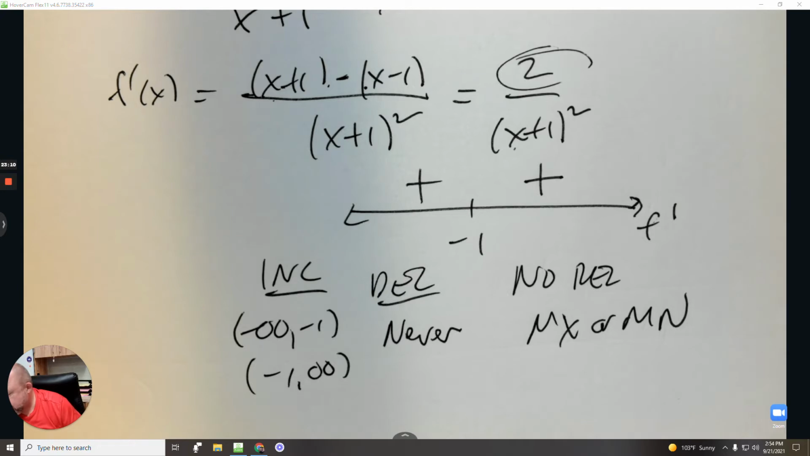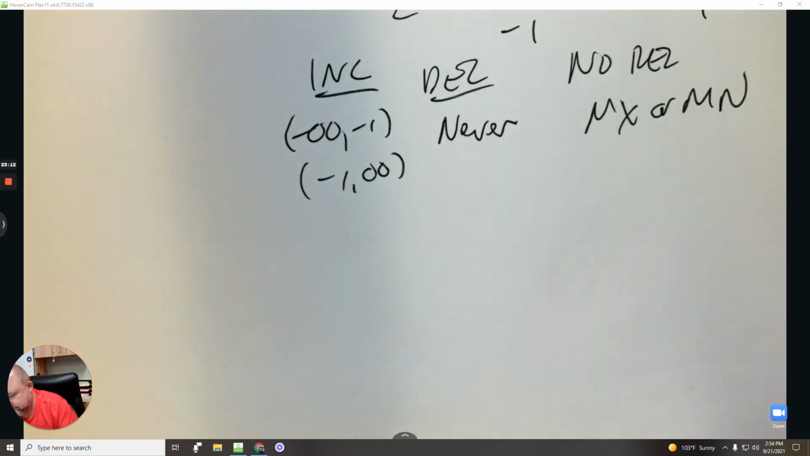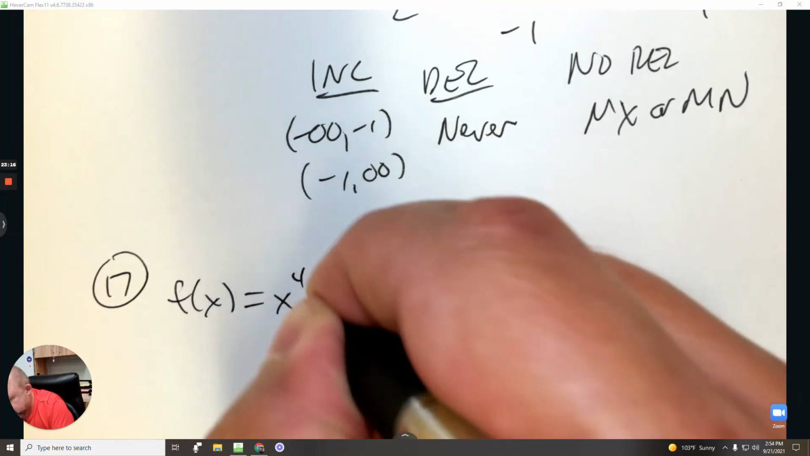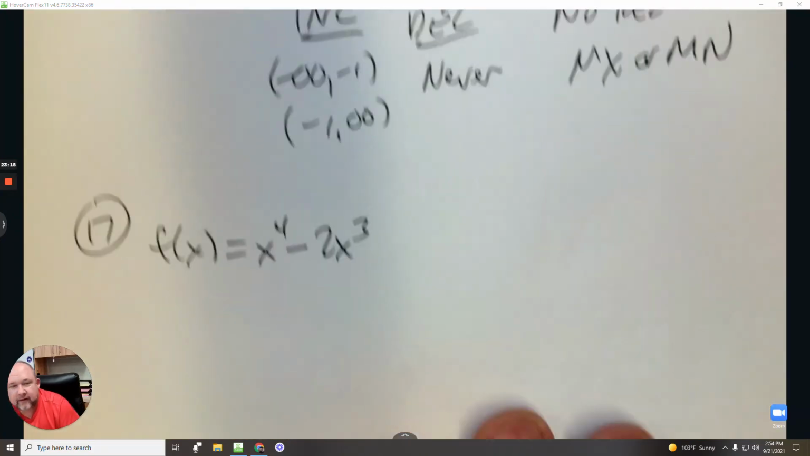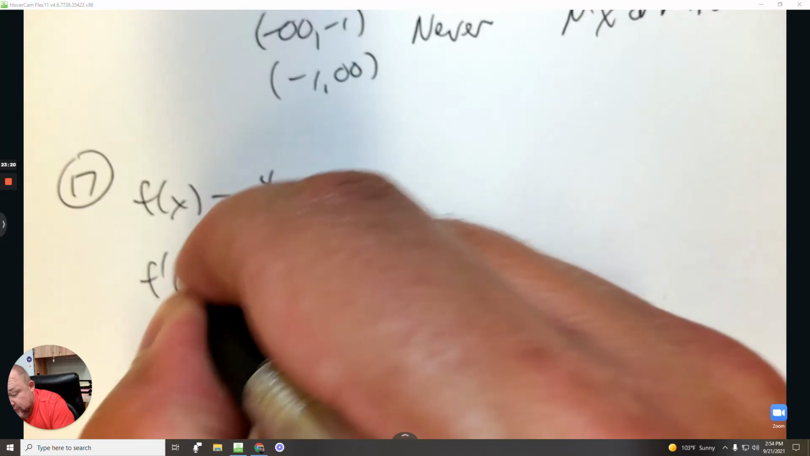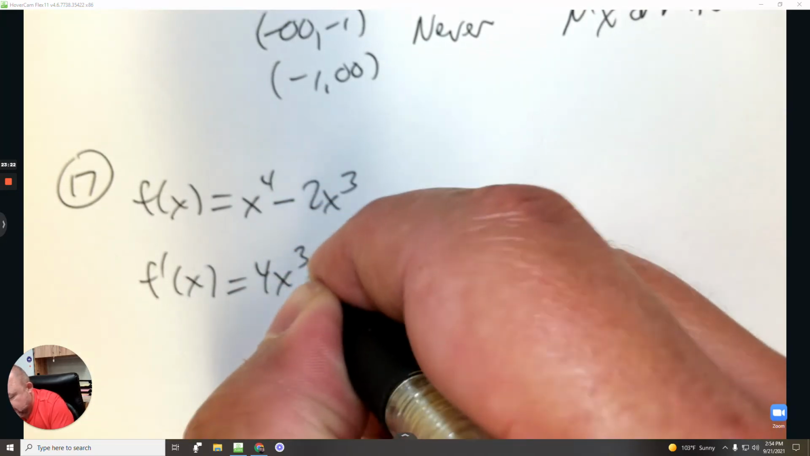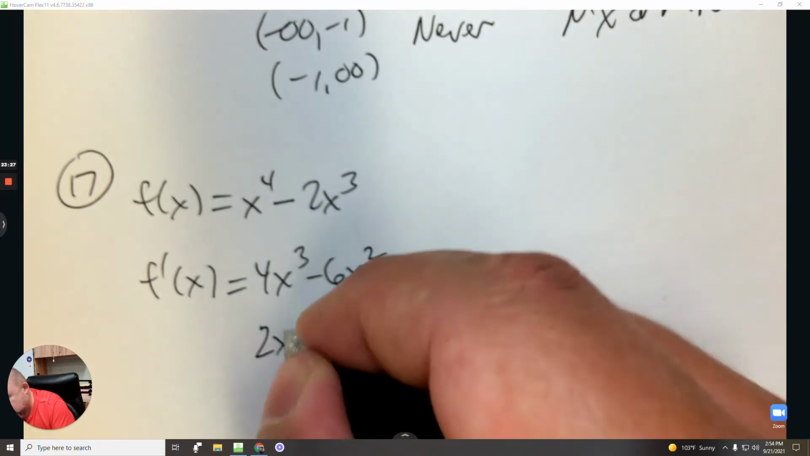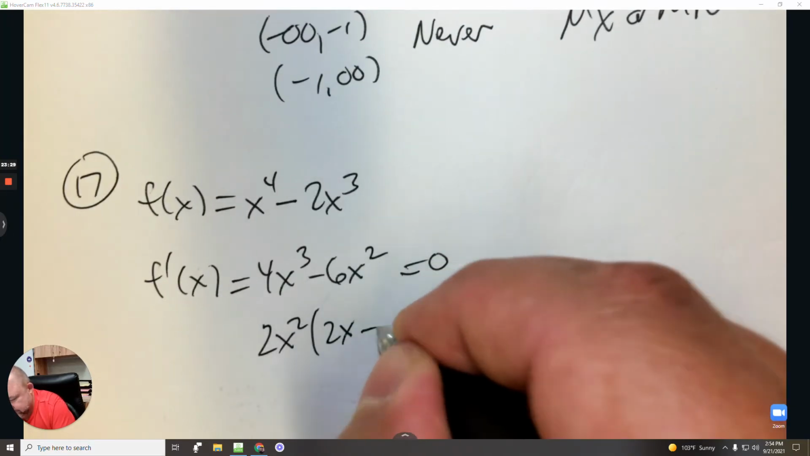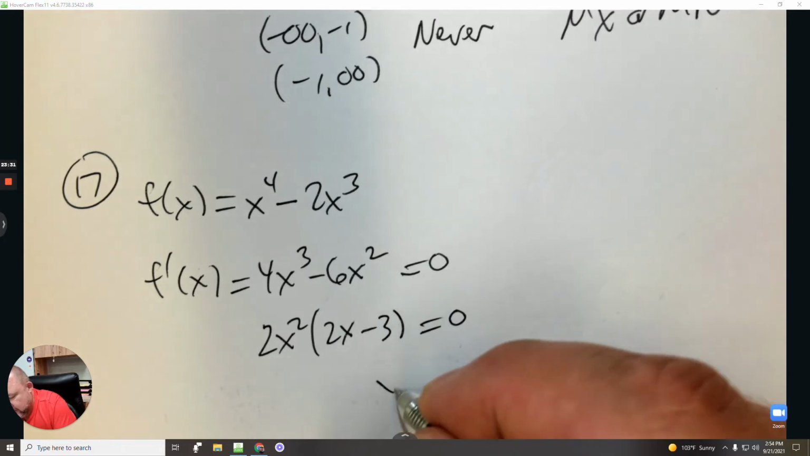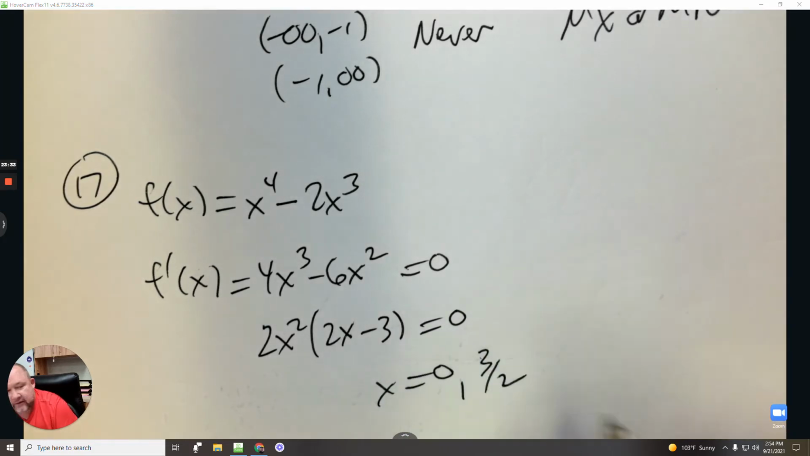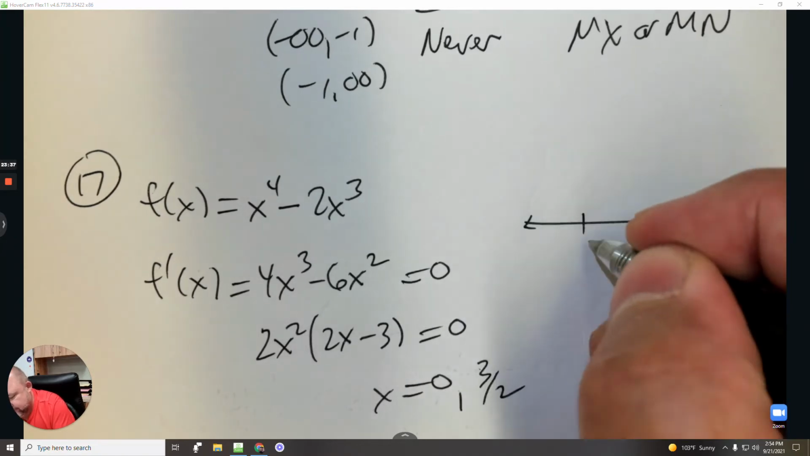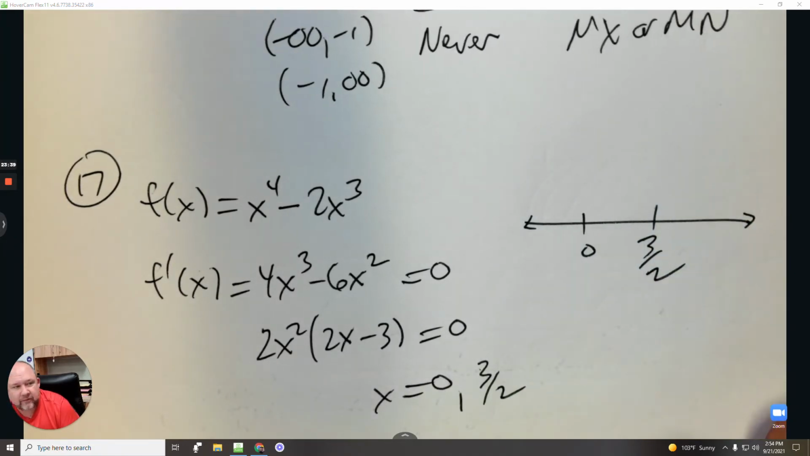Number 17. The good old polynomial. Take the derivative. There are no restrictions here, so go right to taking the derivative. Make it equal to 0. I'm going to factor out a 2x squared. So one answer is 0, and the other answer is 3 over 2. Draw a number line. Label 0 and 3 over 2.